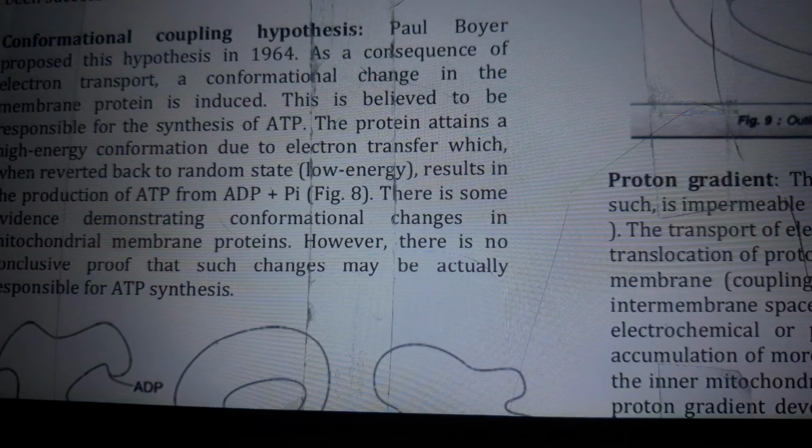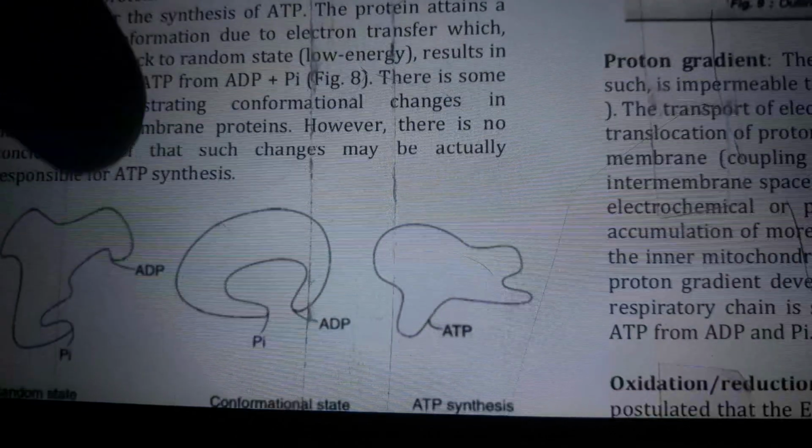Conformational coupling hypothesis. Paul Boyer proposed this hypothesis in 1964. As a consequence of electron transfer, a conformational change in the membrane protein is induced. This is believed to be responsible for the synthesis of ATP. The protein attains a high-energy conformation due to electron transfer, which when reverted back to a random, low-energy state, results in the production of ATP from ADP plus Pi, as shown in the figure. There is some evidence demonstrating conformational changes in mitochondrial membrane proteins. However, there is no conclusive proof that such changes are actually responsible for ATP synthesis.